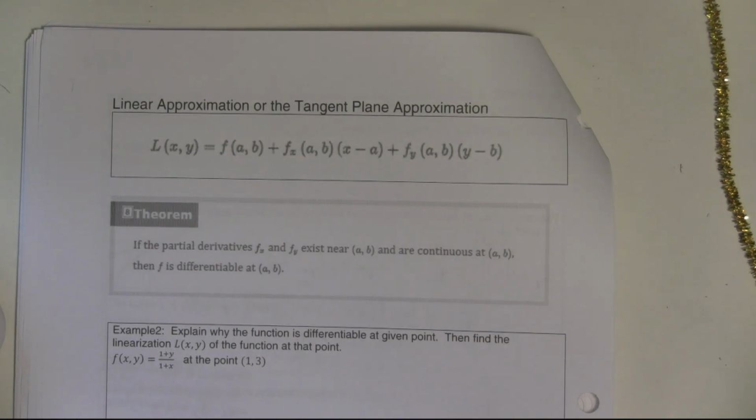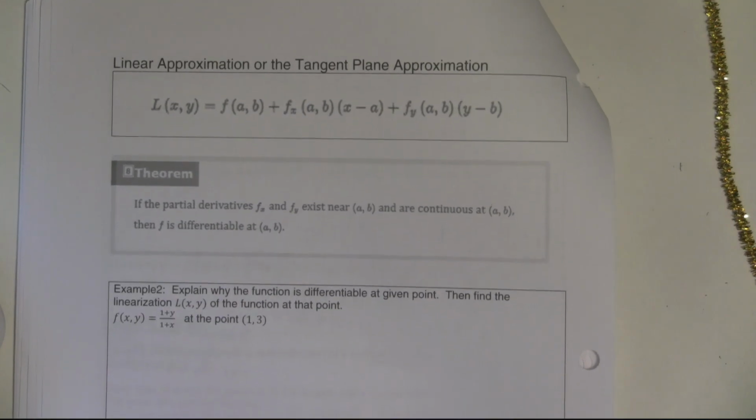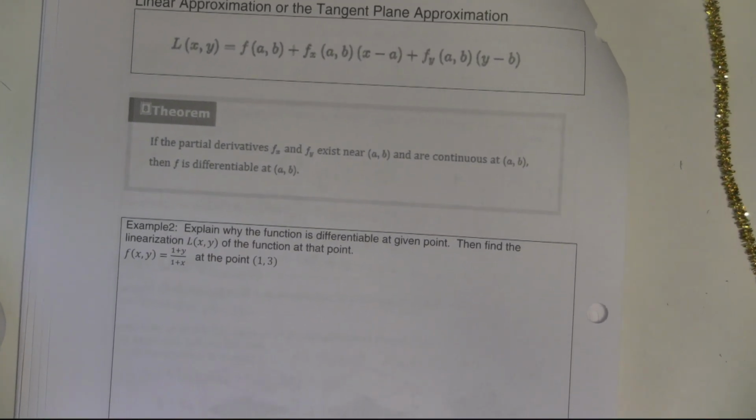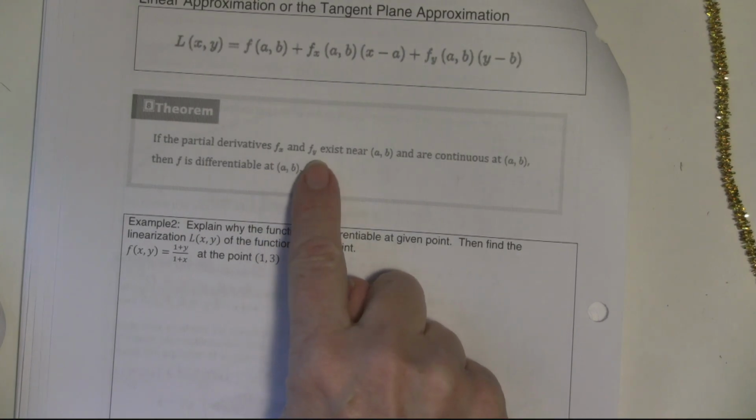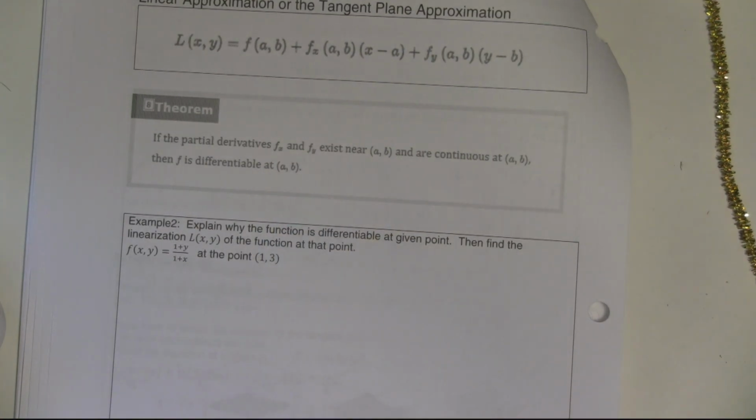If the partial derivatives of f with respect to x and with respect to y exist near a point (a, b) and are continuous at (a, b), then f is differentiable at (a, b). So they're asking us in this example to explain why the function is differentiable at the given point, and then do something else. So that's what we're going to do. To explain why it's differentiable, we want to look at the partial derivatives, so let's do that.